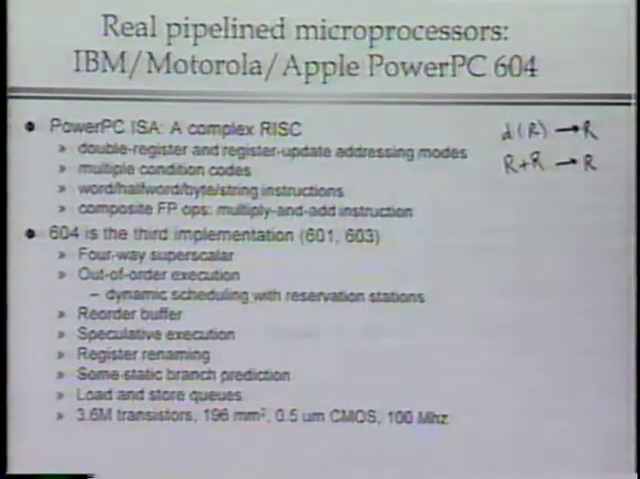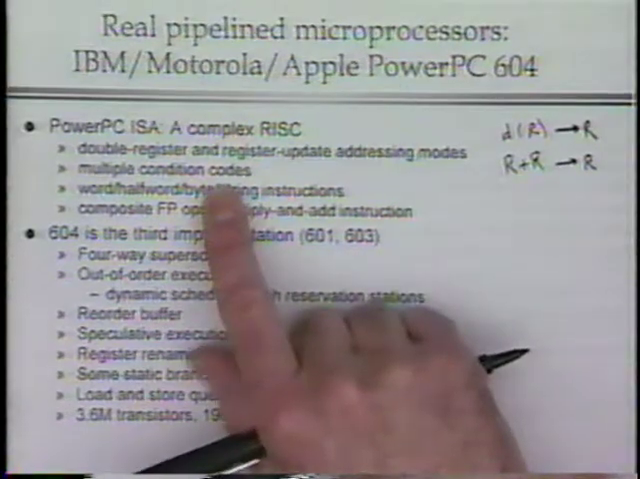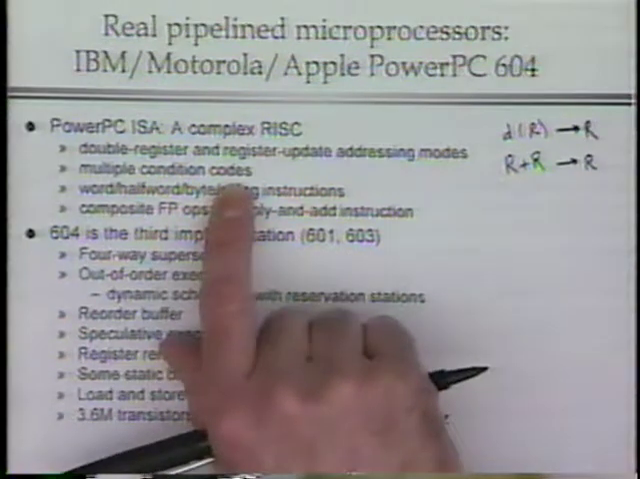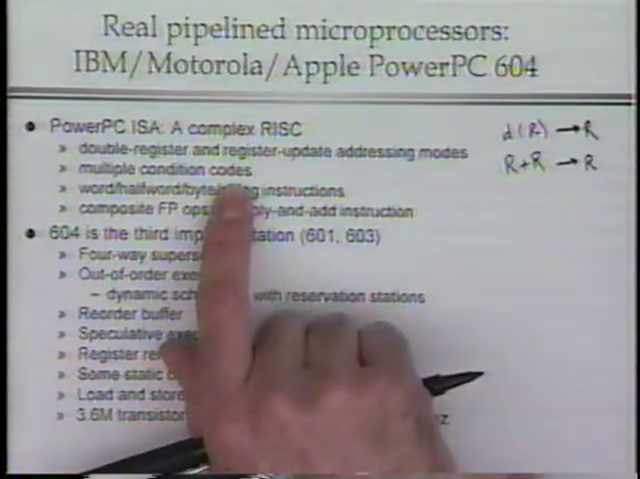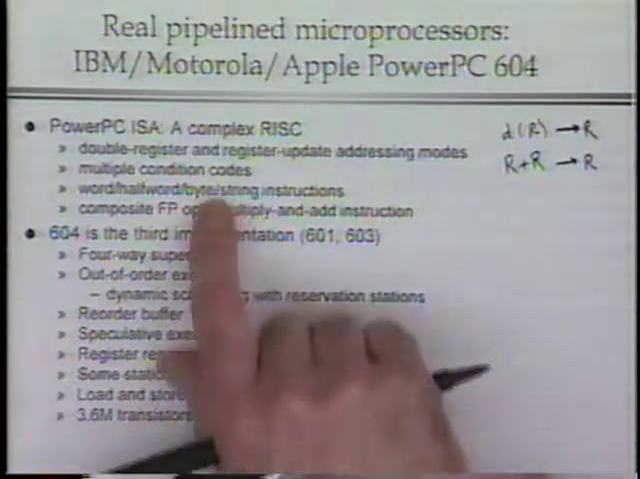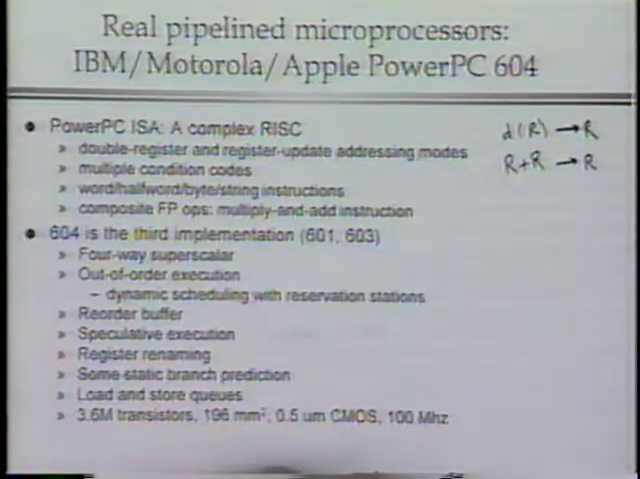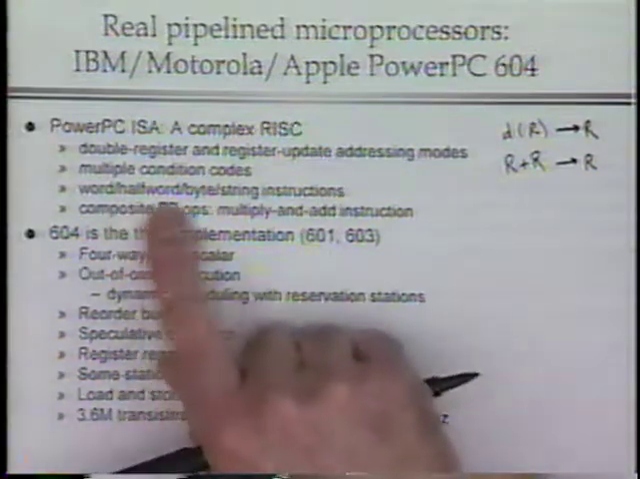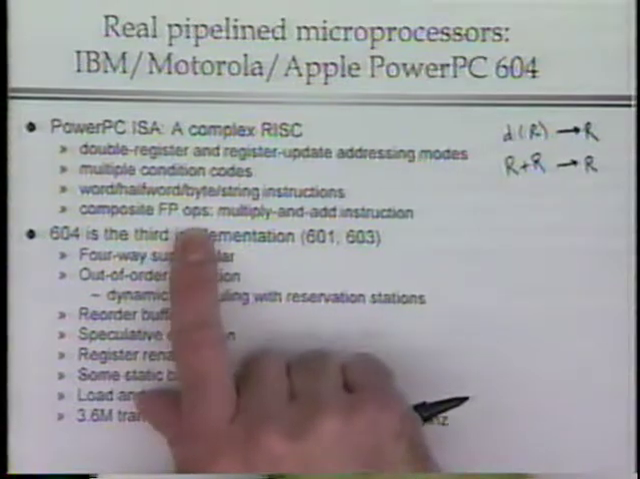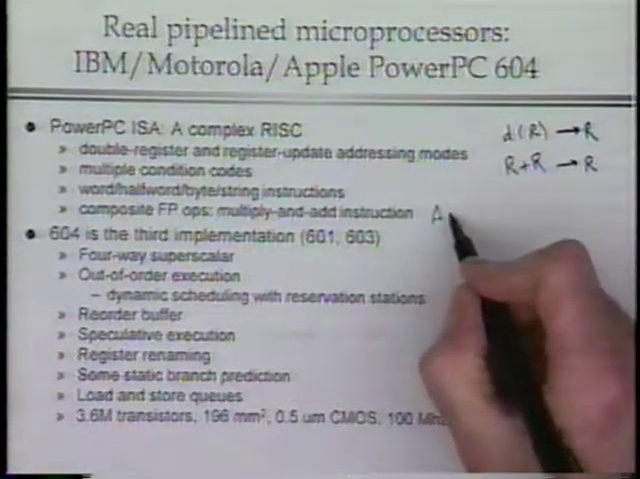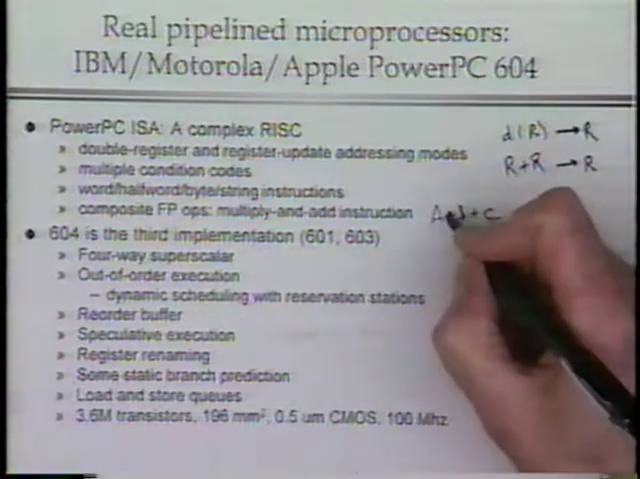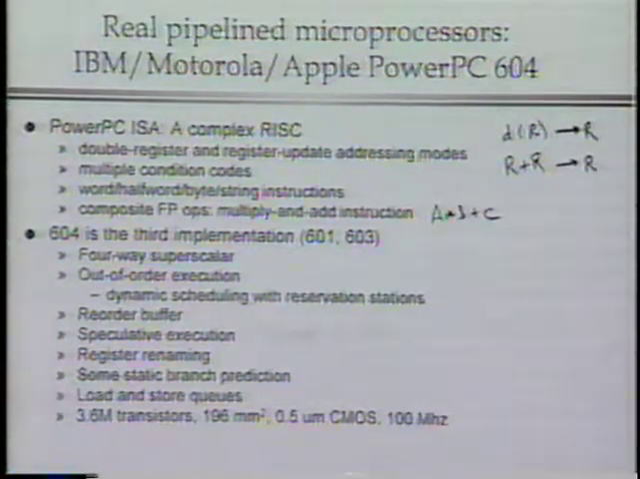It's a condition code machine. It's not as bad as the old-style condition code machines because at least there are multiple condition codes that the software gets to choose to use, so you can do more clever instruction scheduling, but still that's a piece of state information that has to be worried about and handled in the machine. It has word, half-word, byte, and string instructions. It has, in floating point operations, composite instructions. You can do A times B plus C in one instruction, one 3-register instruction, which obviously complicates the pipeline.